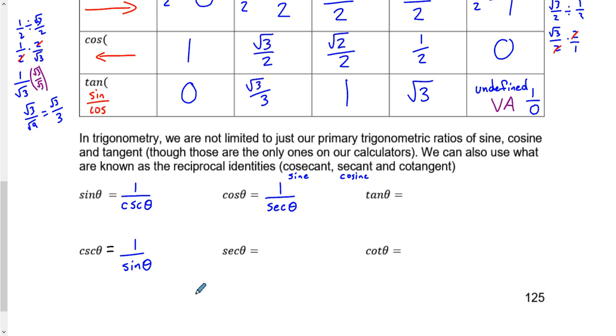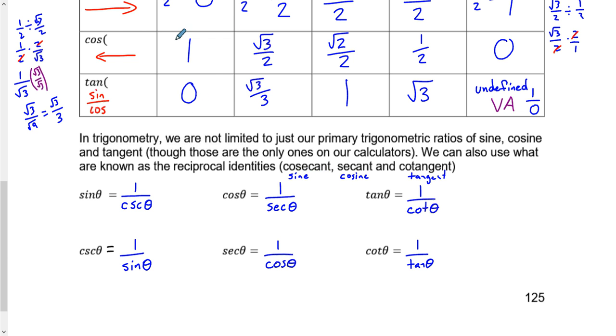Still need our theta though. So SEC theta is the same as 1 over the cosine of whatever our angle is. Tangent, obviously, really works out nicely. Tangent's pair is cotangent. The abbreviation for cotangent is COT. So cotangent is actually 1 over tangent theta.